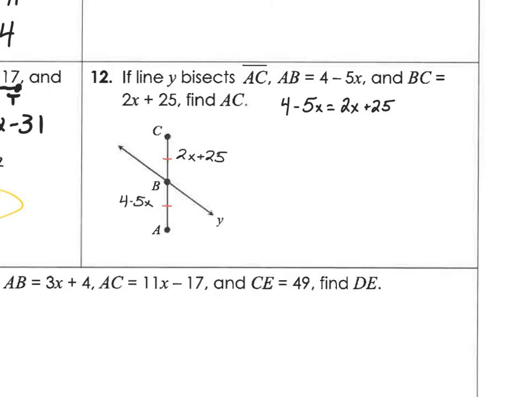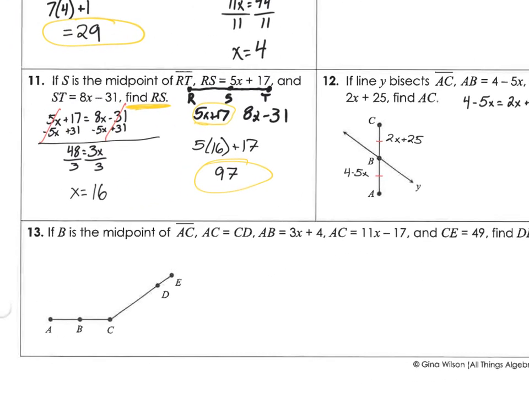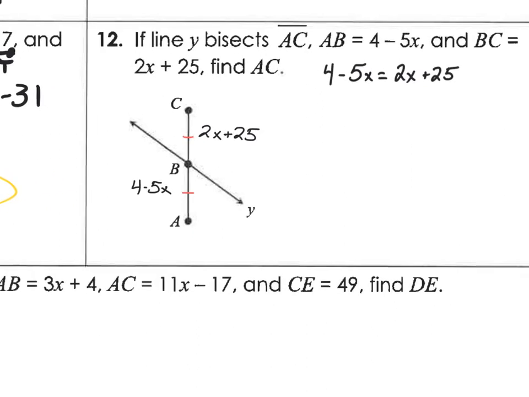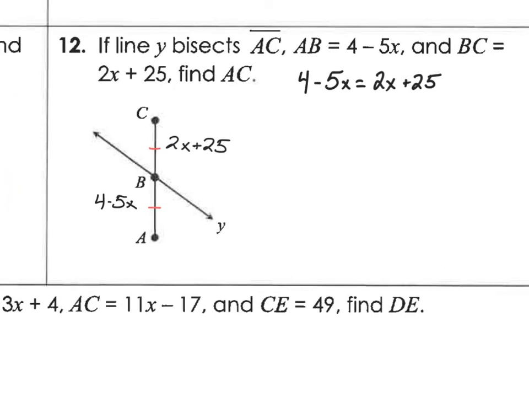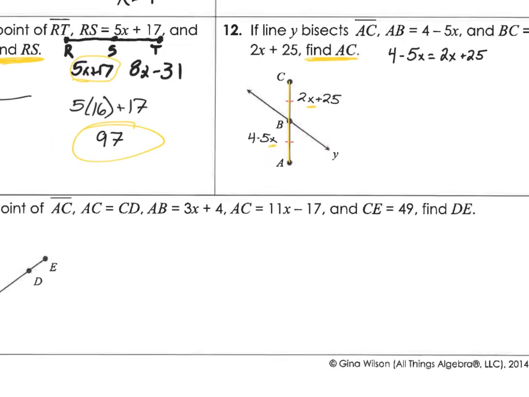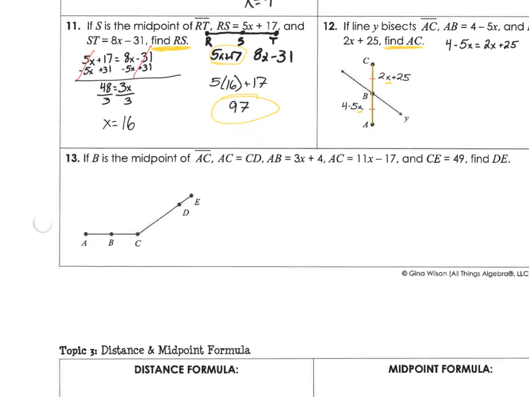So you're going to solve this 12 exactly like you solved 11. Now, the only difference is what it's asking for at the end. So this is asking for AC, right? So it wants to know the whole length of this line. So once you get your answer, you take the x, plug it into here, plug it into here, and then add them together. Okay? Questions about that one? We all right? Okay, let's move down here to 13.